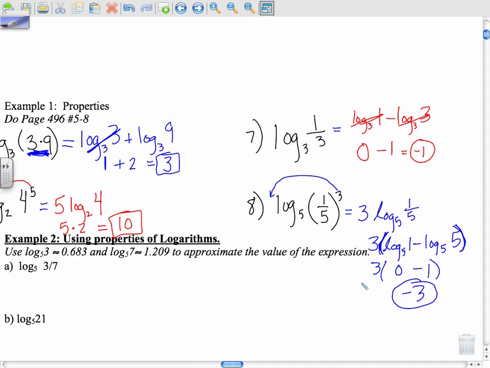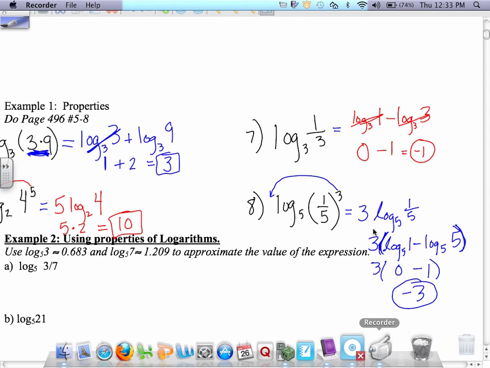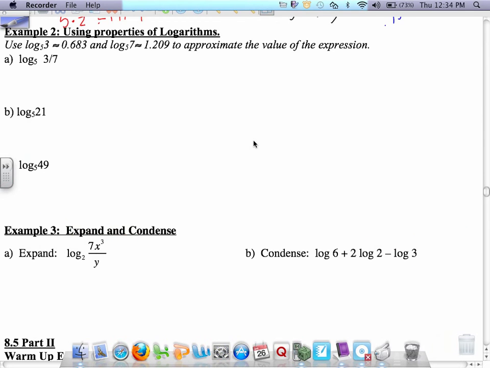So I'll give you a second to digest. If you need to pause and look at those, I'm going to pause and scroll down and start talking about using these properties down here.